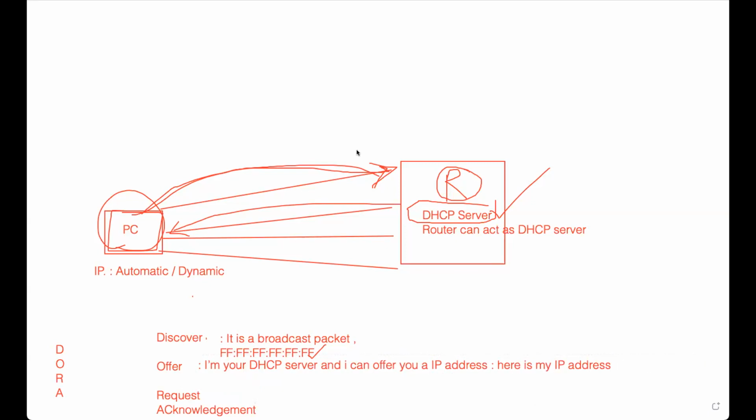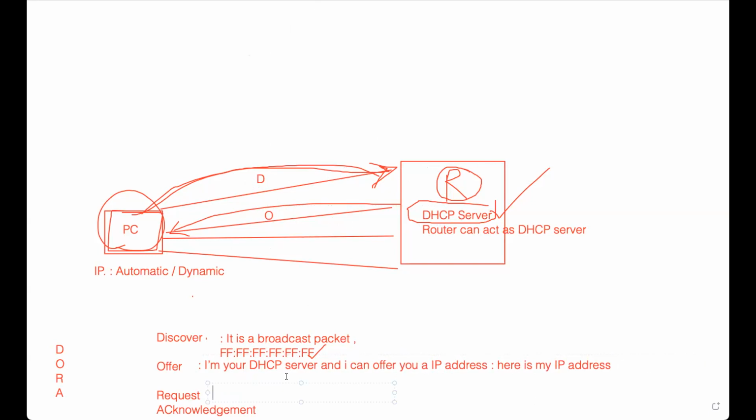Okay, so first packet, the discover packet is broadcast packet because it does not know what is the DHCP server IP. So it sent the broadcast packet with all Fs. So that packet went to the DHCP server and DHCP server responded back with an offer message.